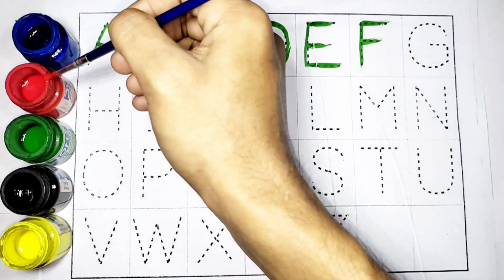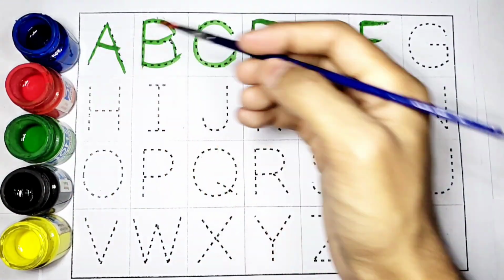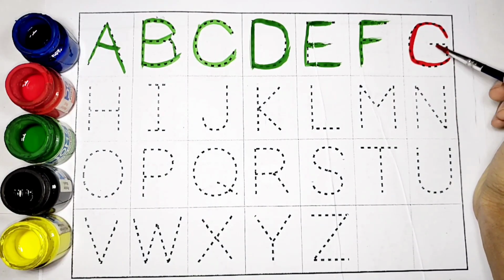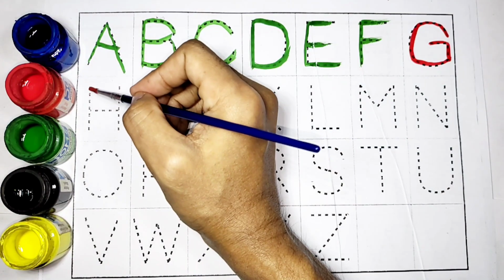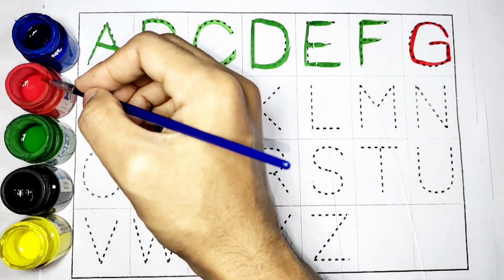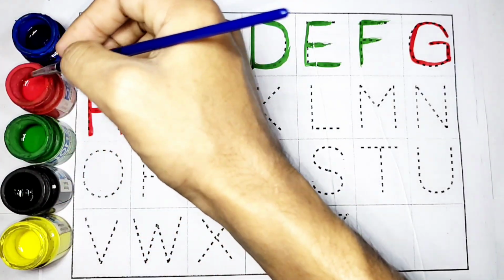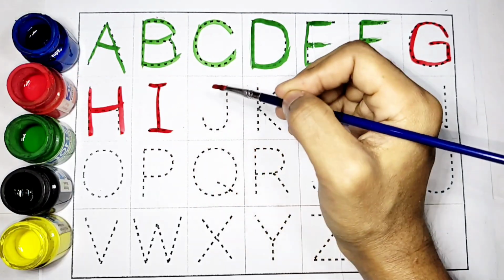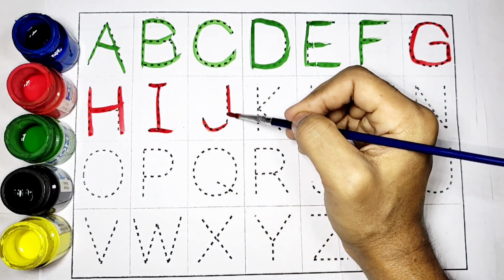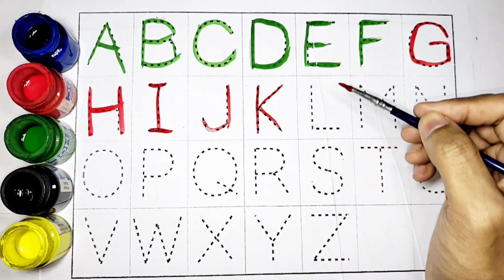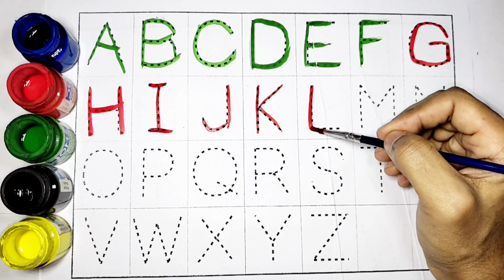Now we're using the color of red. Kids, now we're mixing and using the color of red. The alphabet of G for God. And the next one is H for hand. We are again using the color of red and draw I. The next one is J. And now we'll draw the alphabet of K for kite.